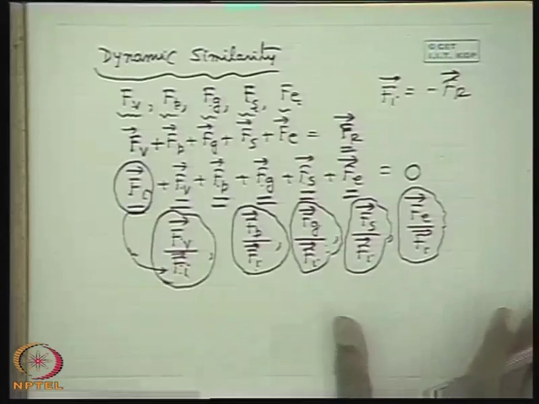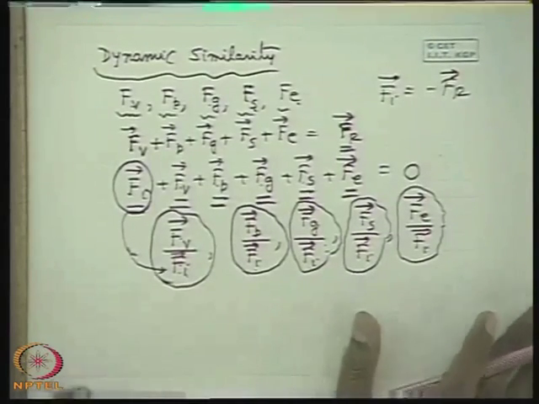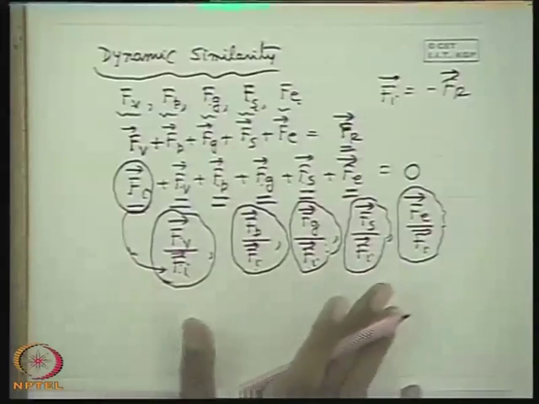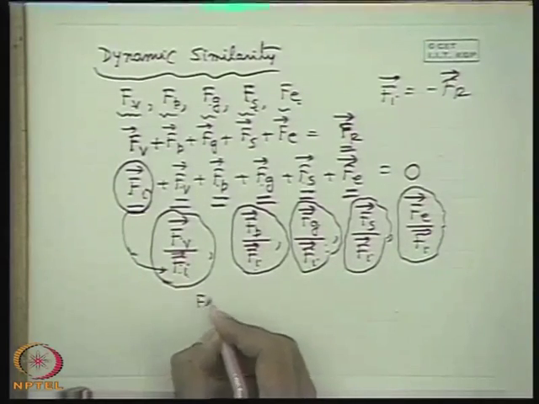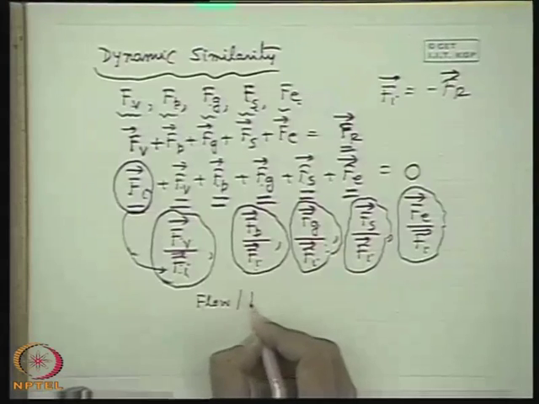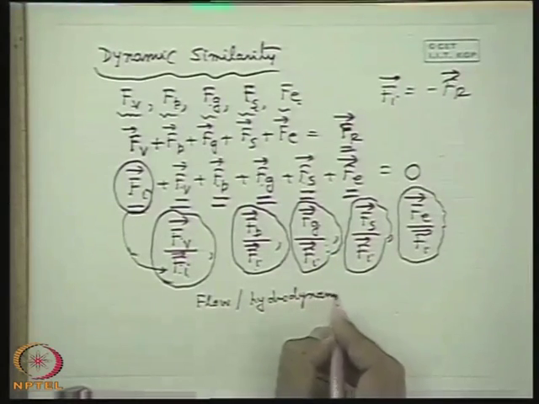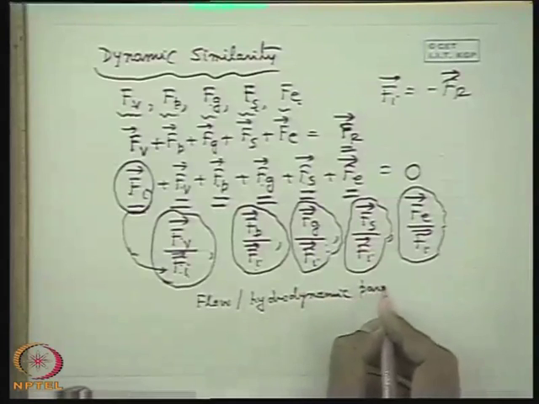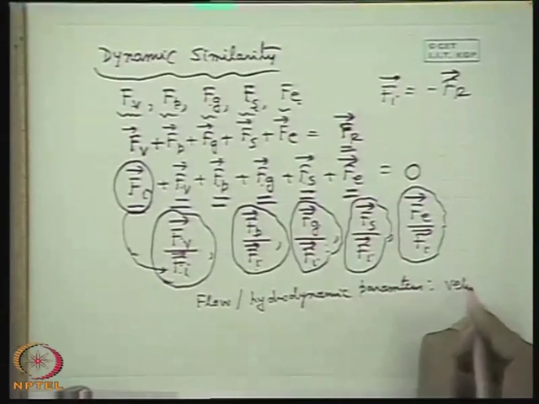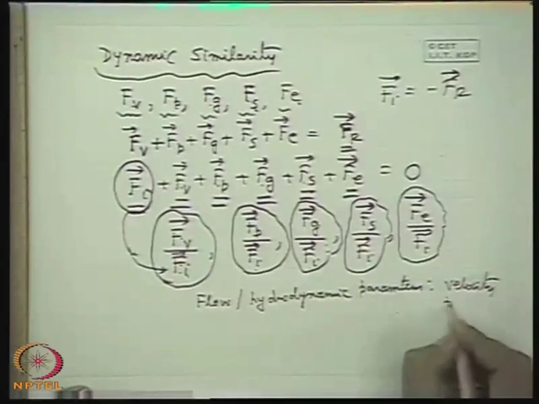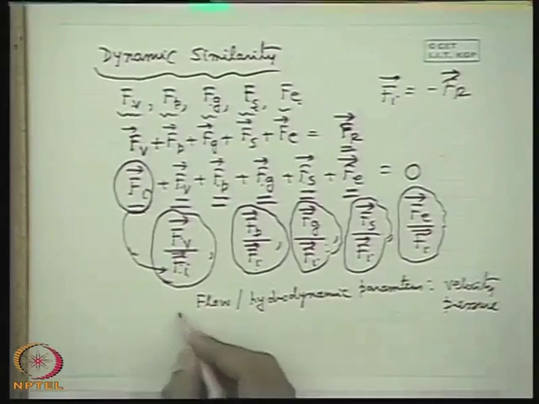Now, the main task, as you have seen even in the derivation of the Navier-Stokes equation, is that we want everything to be expressed in terms of certain known parameters. What are these parameters? Flow parameters, or sometimes we call them hydrodynamic parameters. So we want everything to be expressed by flow or hydrodynamic parameters, and by that we only understand velocity and pressure, nothing more than that. Velocity and pressure.